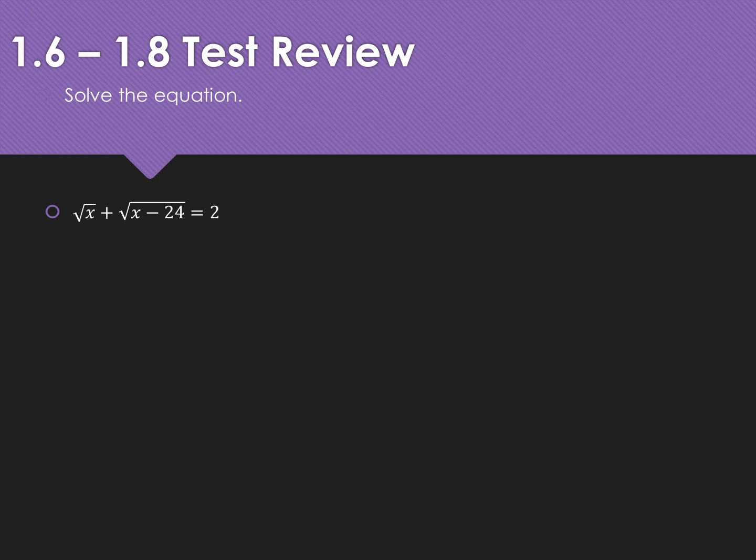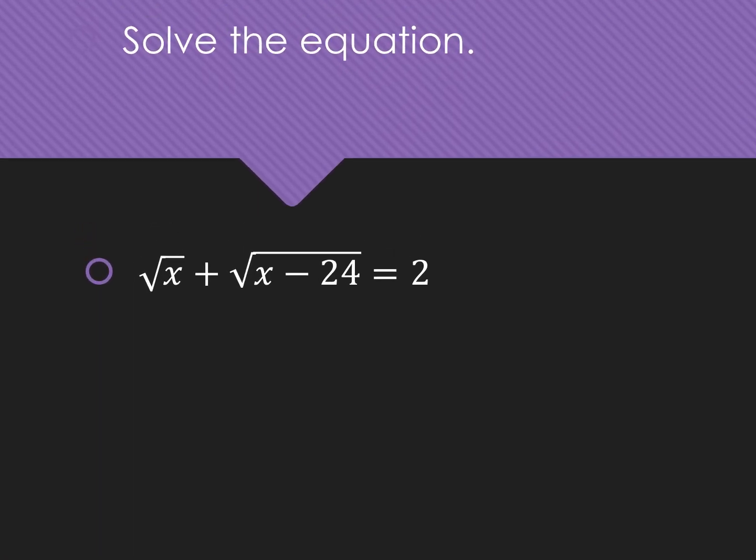All right. Something like this might take a little bit more work, right? So if I have 2 square roots in a single problem and then a number with it, right, we're going to have to get one of our square roots by itself first and then square both sides, simplify as much as we can, and then get the other square root by itself.